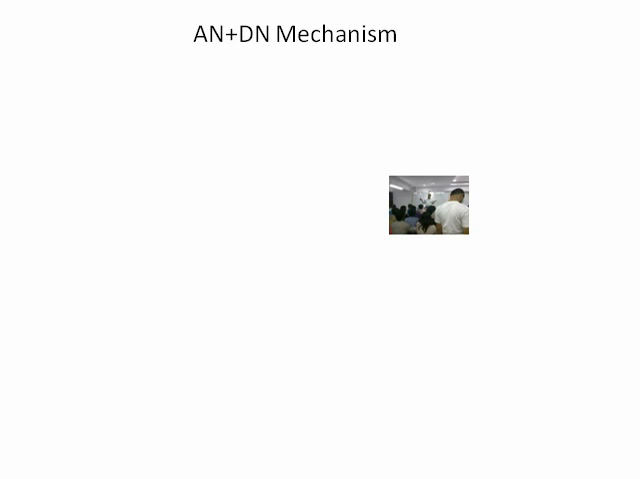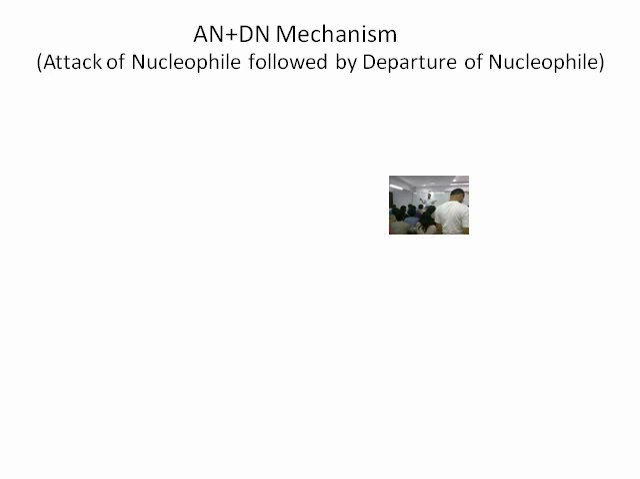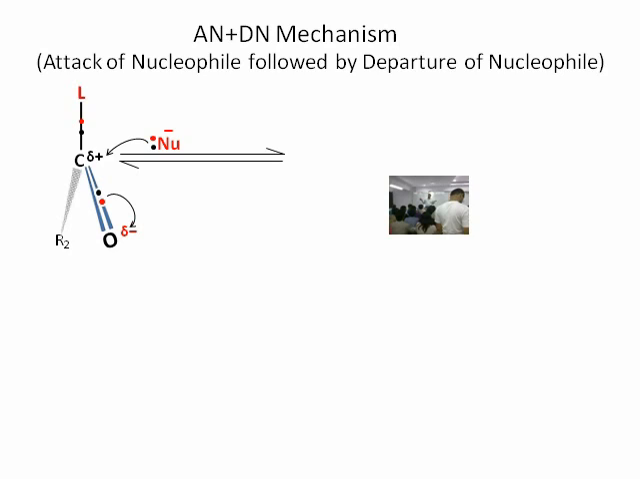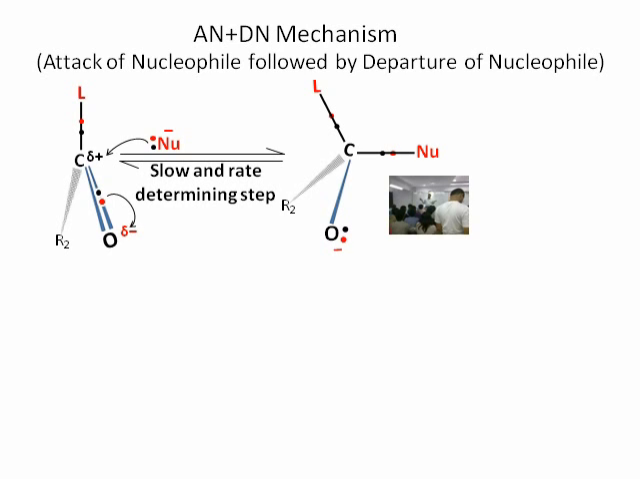Now let us discuss this AN+DN mechanism in detail. This is the molecule. So nucleophile attacks the carbon. Carbon-oxygen pi bond is broken. We will get this intermediate. This is the slow step, because the attack of nucleophile is the slow rate determining step, leading to the formation of unstable intermediate. Then O- will form pi bond, L- will be removed.